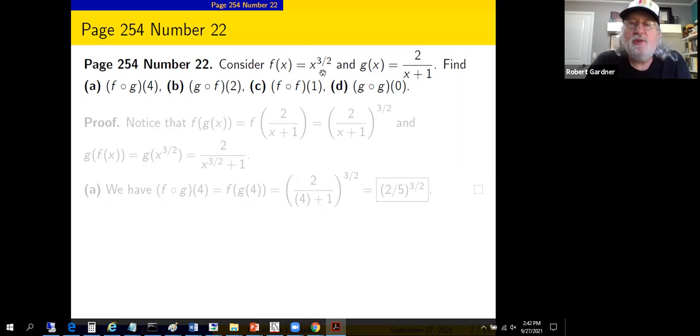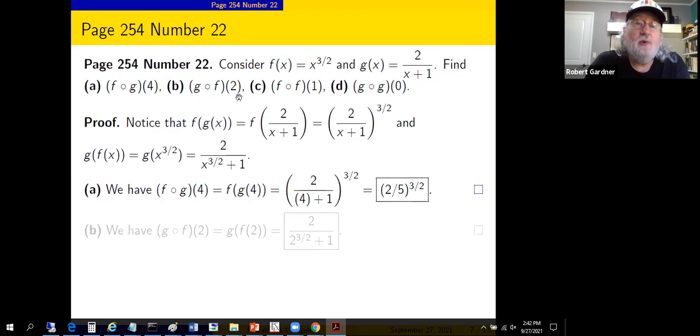f of x is x to the 3/2. g of x is 2 divided by x plus 1. And they want you to find these various compositions. First one, part A, f composed with g of 4. Second one, g composed with f of 2. Well, I tell you what, let's find f composed with g and g composed with f. And we'll have those functions sitting there, and we can apply those functions directly to the 4 and the 2.